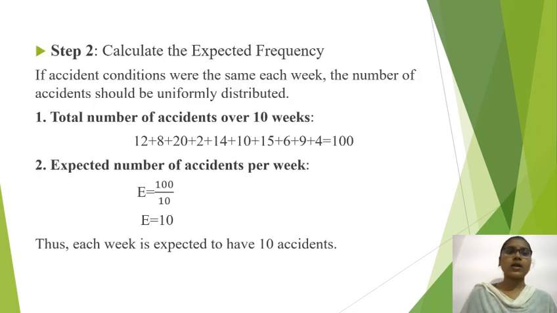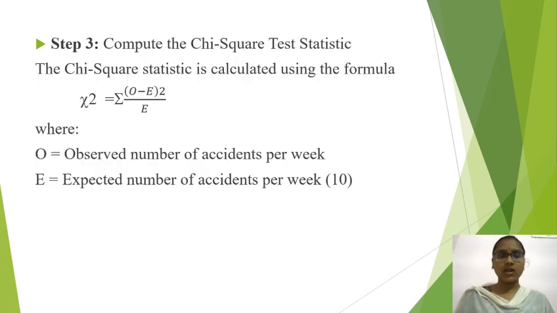And then step 2, calculate the expected frequency. If accident conditions were the same each week, the number of accidents should be uniformly distributed. The total number of accidents over 10 weeks is obtained by the sum of all the frequencies in the given problem. After the sum of all the frequencies, we get 100. Expected number of accidents per week, E, equal to total number of accidents divided by number of weeks. That E equal to 10. Thus each week is expected to have 10 accidents. Next we are moving to step 3.